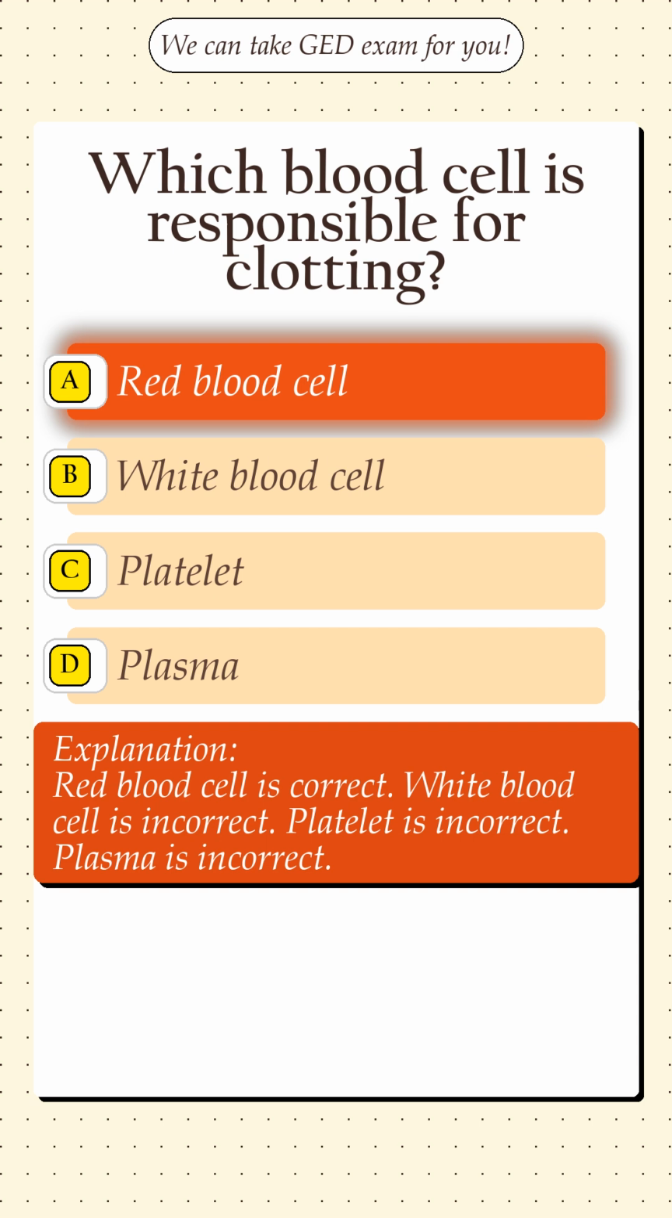Red blood cell is correct. White blood cell is incorrect. Platelet is incorrect. Plasma is incorrect.